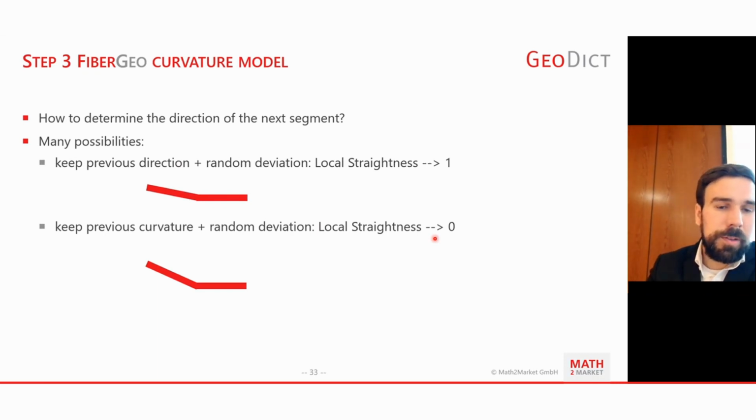For the local straightness, that can look like this, where we have these two parts here. Now in the first case, we have a local straightness of 1. It means we want to keep the direction and the fiber will just move like this, and we have a bit of deviation depending on the randomness. If we keep the local straightness at 0, it will look like this. So the curvature will stay the same, and we have, again, a bit of deviation for the randomness.